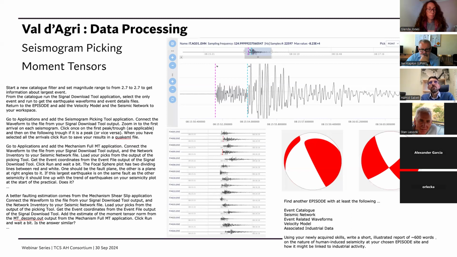And once we've walked them through one of these episodes, we can then let them loose to find another episode, do similar types of analysis, and write a short report on the nature of the seismicity for the site that they've chosen.